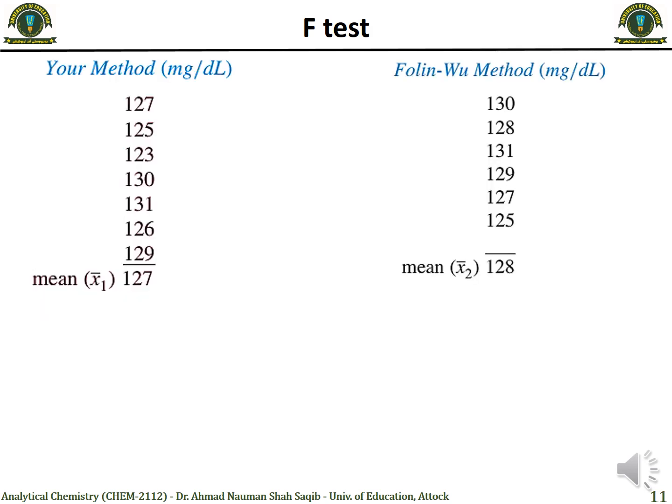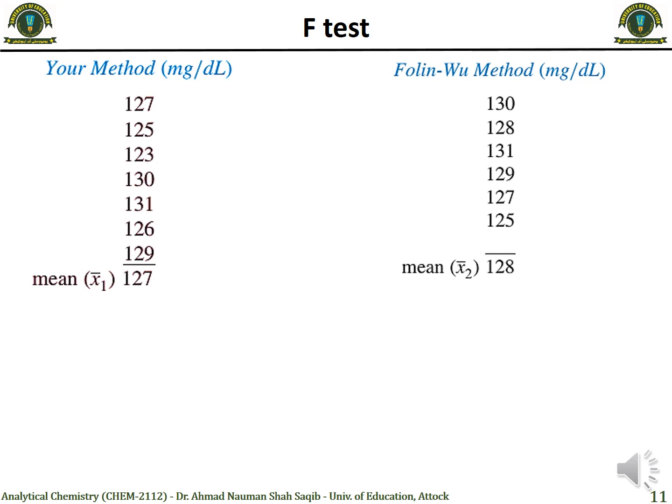For example, we have two different methods. One is the method I'm performing. There is some new method I have tried, and I want to compare it with some standard methods. So when I do the analysis, in my method I perform 7 analyses, which means n is equal to 7 and the degrees of freedom is equal to 6, and the mean value from my method is 127.